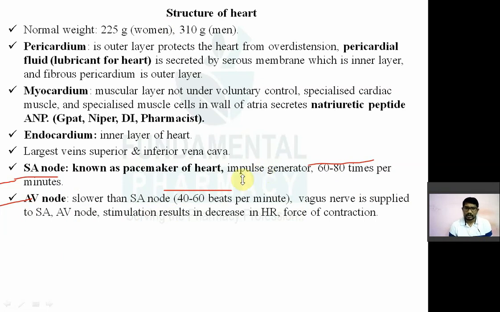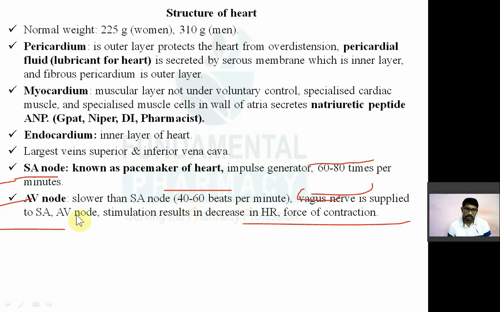Now vagus nerve is supplied to SA node and AV node. Vagus nerve means what? It is a cholinergic nerve, so acetylcholine containing nerve. Stimulation of this results in a decrease in the heart rate and force of contraction. So vagal stimulation is a term you will come across a lot of times. You will see that vagal stimulation will decrease the heart rate, because the vagus nerve is cholinergic and releases acetylcholine, which will decrease the heart rate and force of contraction of myocardium. So vagal stimulation will decrease the automaticity and myocardial contractility.